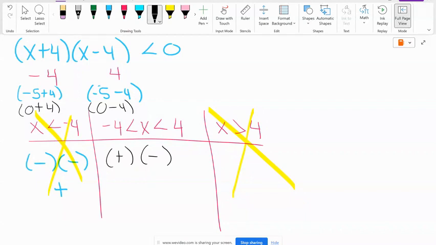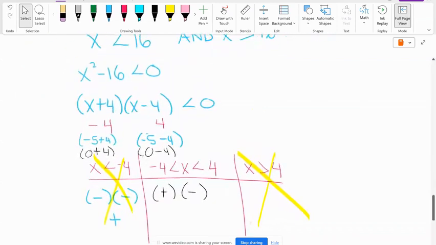Are we done? No. Philip. I was just going to ask, to say, for example, that x less than negative 4 didn't work, could we assume that x greater than 4? Yep. If the first one works, the last one will work. You still have to test the middle, though.